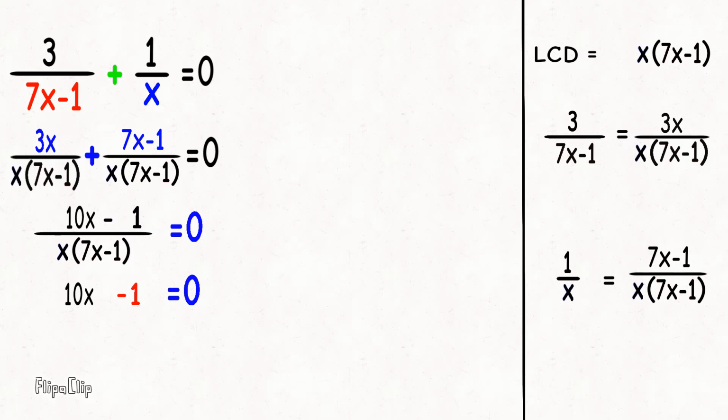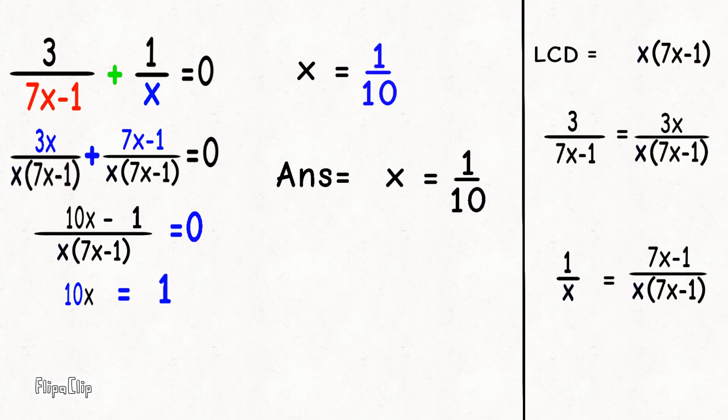Now, as I said previously, since we are solving an equation, our answer must be x is equal to some number. That means that we need to get x by itself, and in order to do so, we have to first get the minus 1 to the other side of the equation. That leaves us with 10x is equal to 1. Now if 10x is equal to 1, that means x must be equal to 1 divided by 10, or 1 over 10. So our answer is x is 1/10.